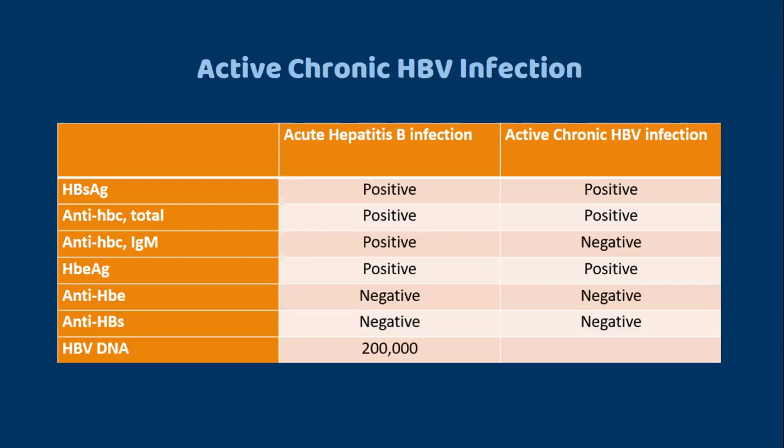It is basically the presence of IgM anti-HBC in acute hepatitis B infection that rules it out from active chronic HBV infection.